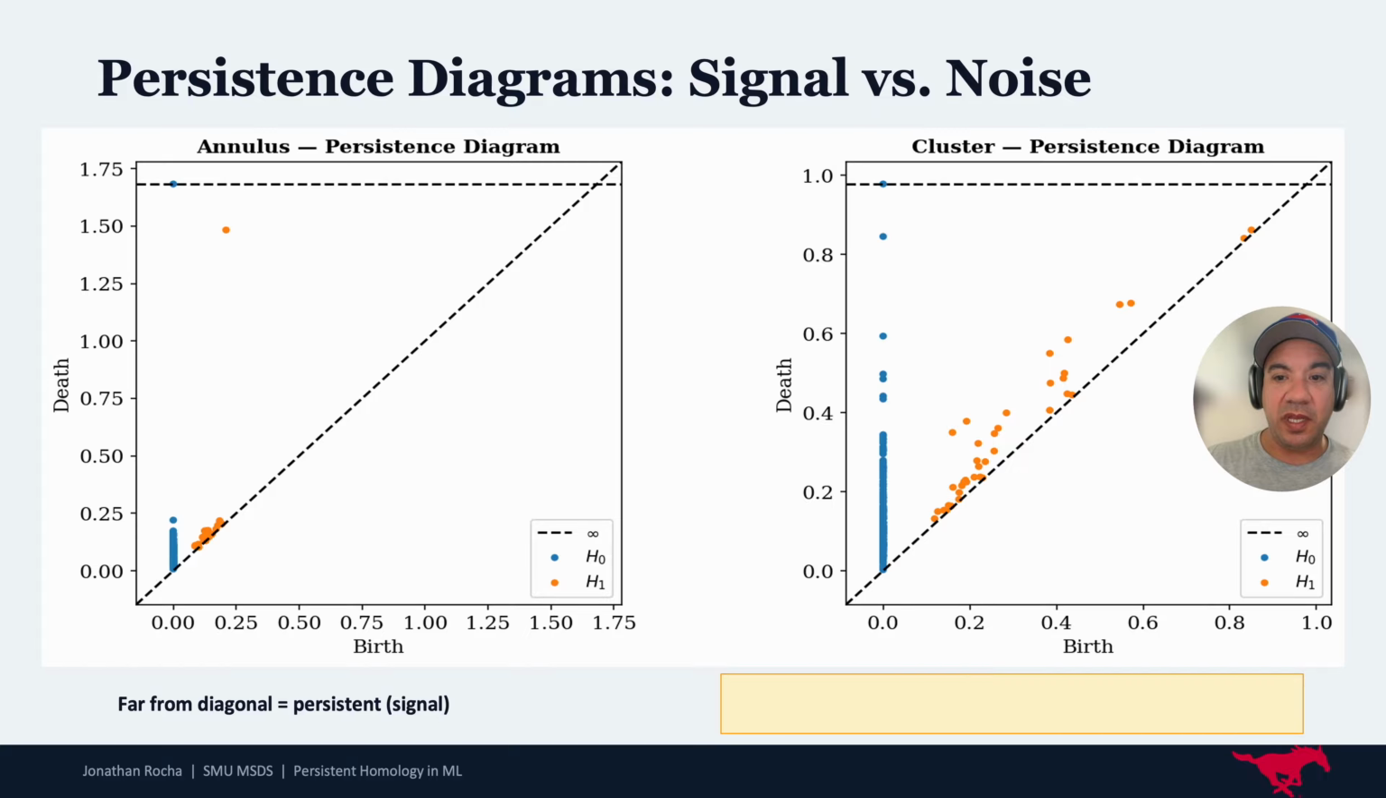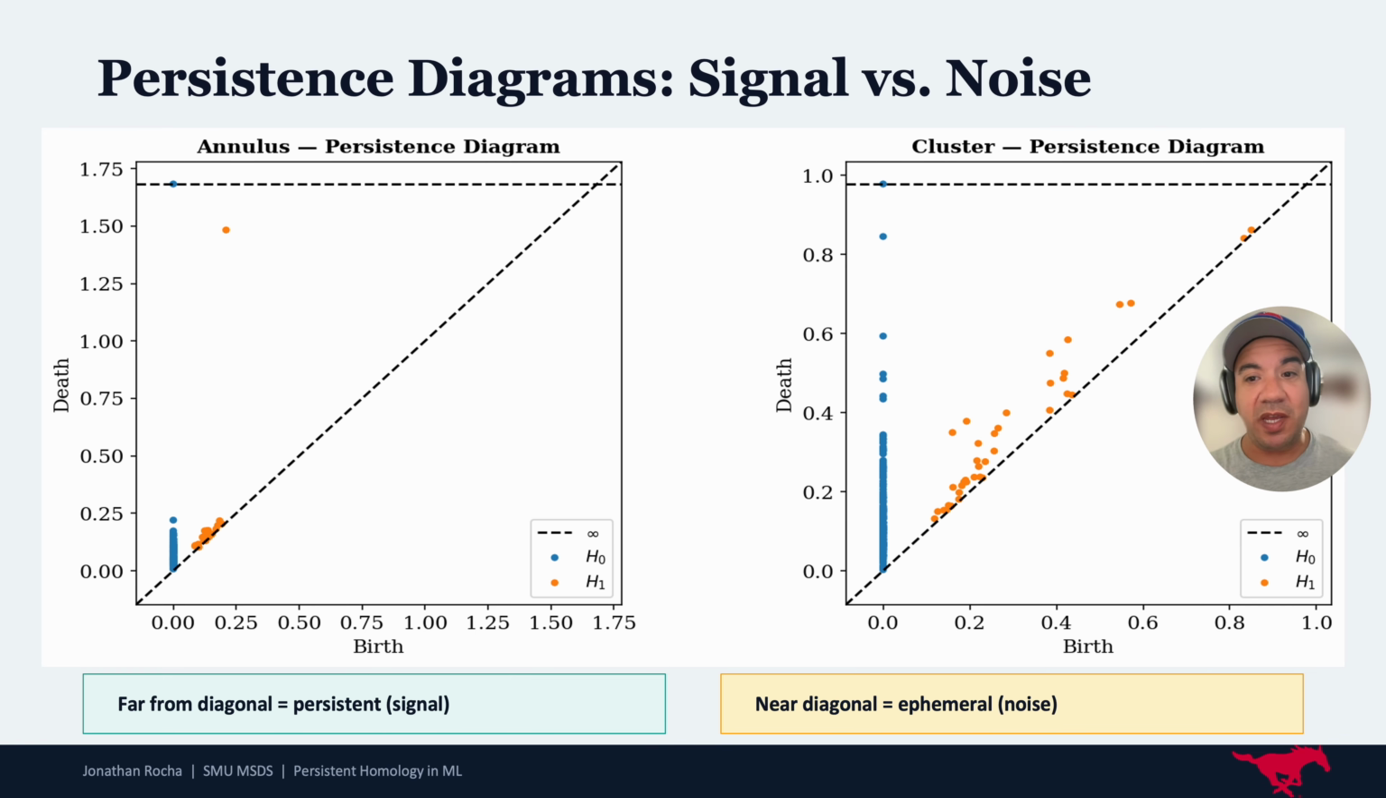It was born early and died late. That's signal. All the points clustered near the diagonal, those are short-lived features, noise. They appeared briefly and vanished. So now look at the cluster on the right. All the H1 features are near the diagonal. There's no persistent loop because there's no hole.